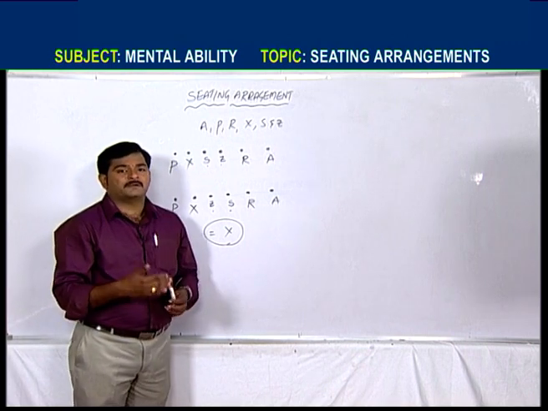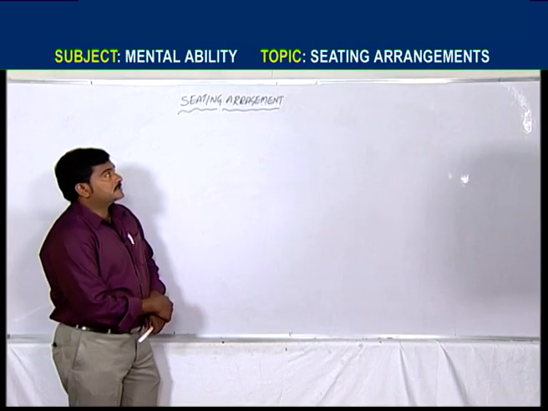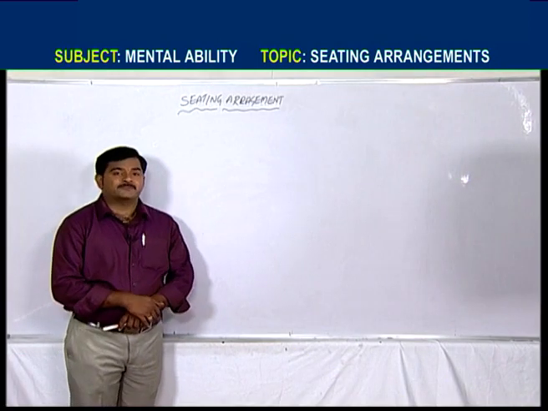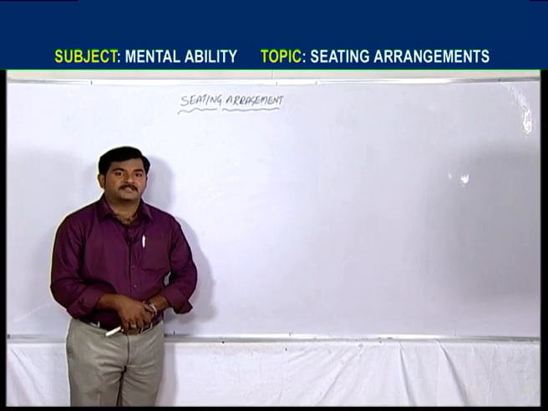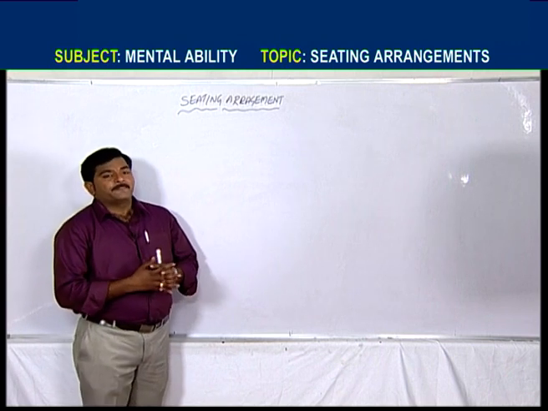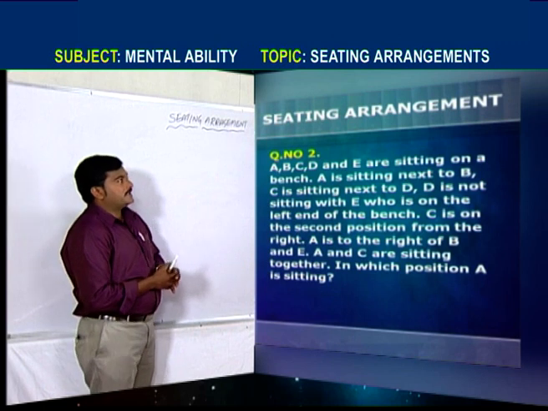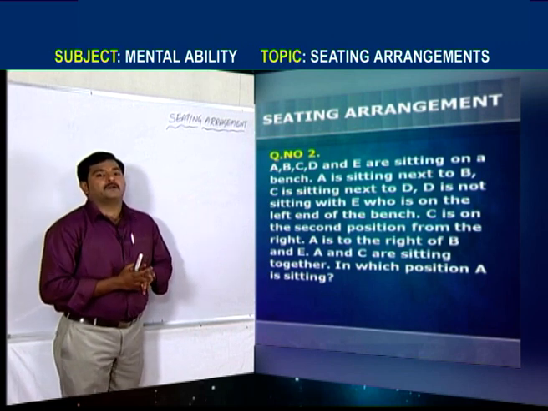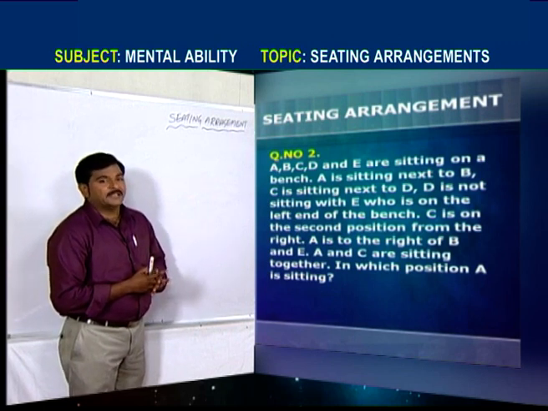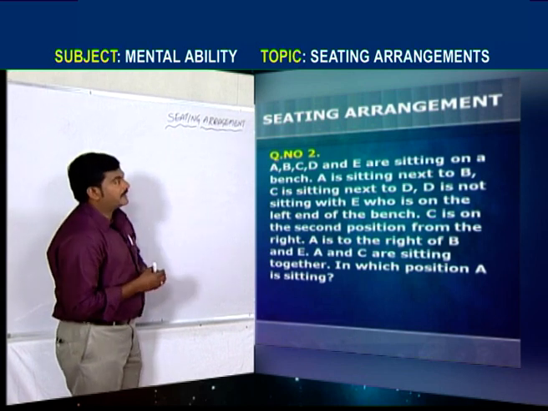Okay. Now we will take one more question. Just now we have seen one question based on linear arrangement. We will take one more question based on that concept. Now see the question is as follows. A, B, C, D and E are sitting on a bench. A, B, C, D, E are sitting on a bench. There are 5 members, right?